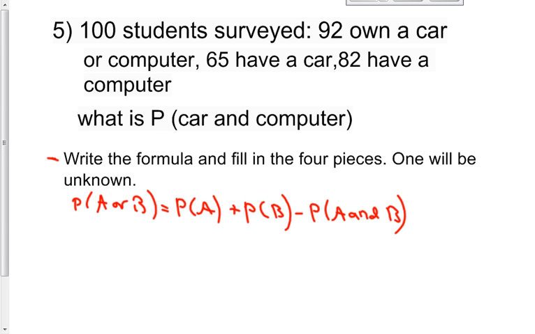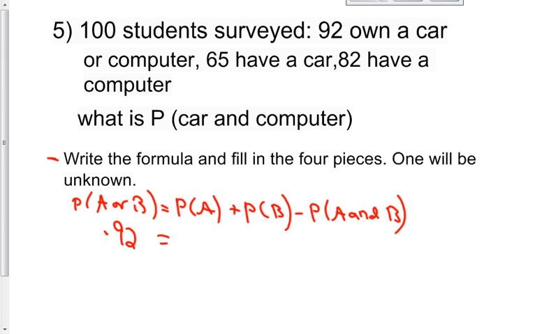We've got 100 students total, so I'm going to be writing these as fractions as we go, or you could do decimals as well. We're out of 100, it'll just be 0.92, 92 out of 100, and so on. All right, so 100 students are surveyed. 92 own a car or a computer. That's going to be on the left-hand side. 92 own a car or a computer, so I'm over here.